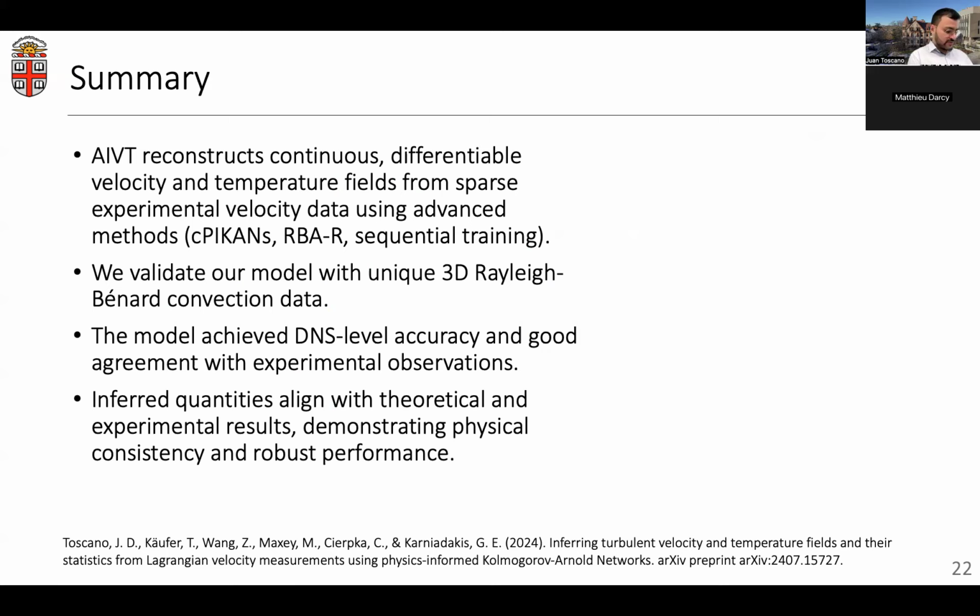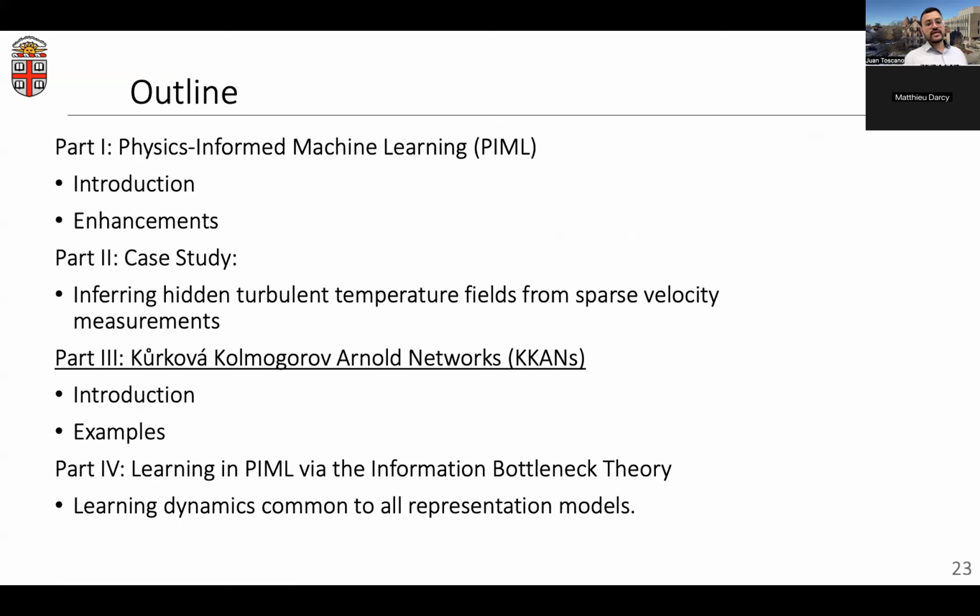Okay, maybe if there are no questions, I can go to the brief summary. We can reconstruct differentiable velocity and temperature fields from sparse velocity data using methods like CP, CANs plus RBAR, and sequential training. We validate our model with unique 3D Rayleigh-Bénard convection data, and we achieve DNS-level accuracy with good agreement with experimental observations. And the inferred observations align with the theoretical and experimental results from previous studies.